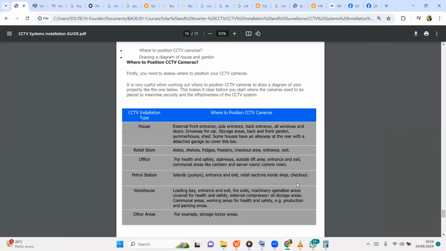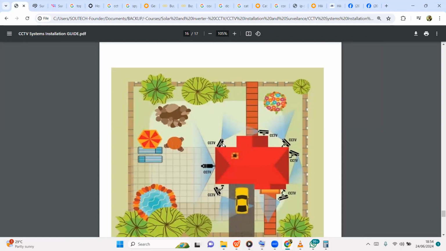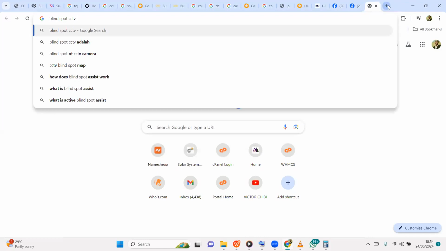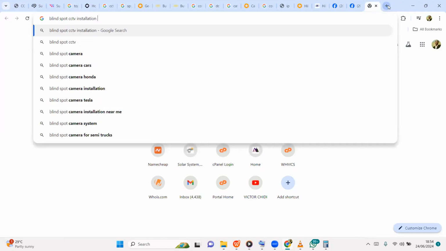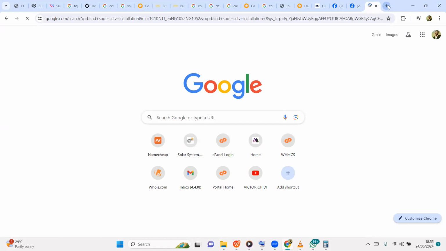Now look at this image. You see this image, you have camera 1, 2, 3, 4, 5, 6, 7. 7 cameras. Now I bet you this system does not have any blind spot. What do we mean by blind spot? A blind spot is an area where your camera is not capturing. So you must make sure that when you are planning your CCTV installation, you don't have any blind spot.